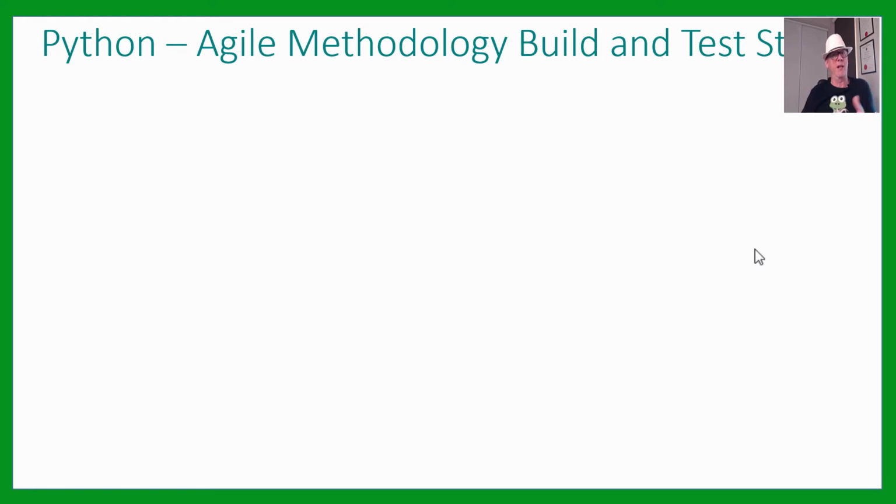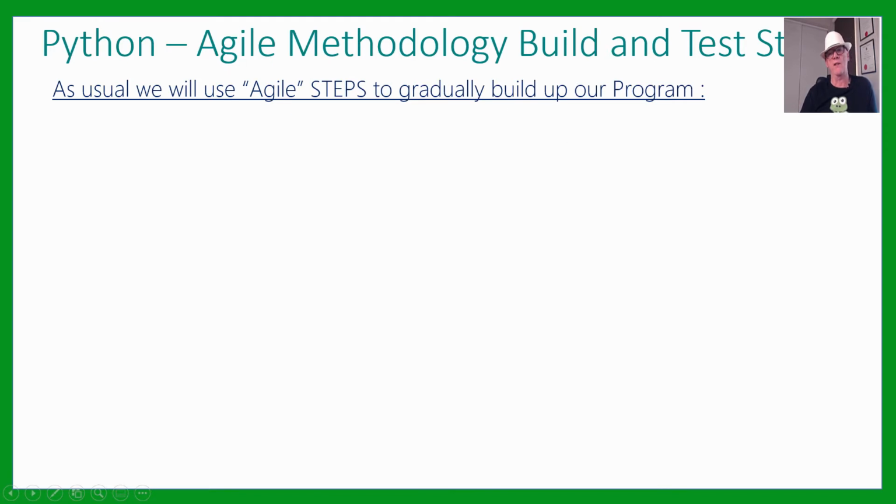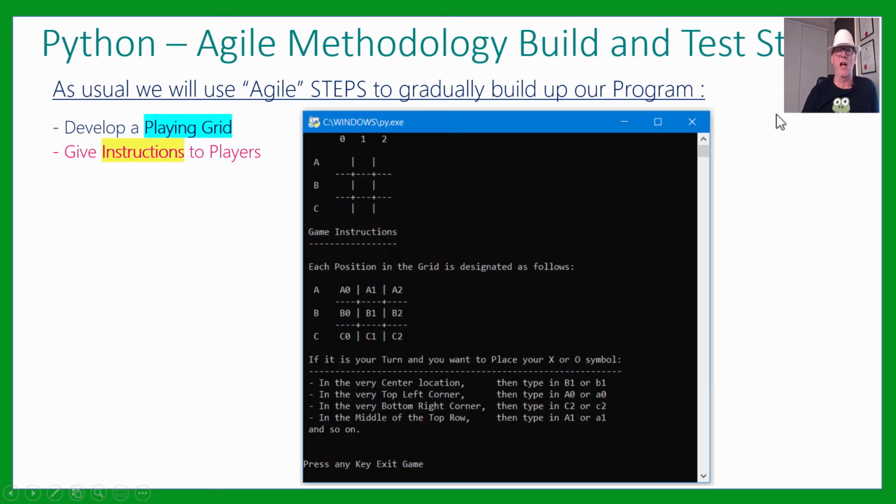Go on to the next bit. And then if it bombs out and it's not working, you probably know 99% that the problem is in the next bit. So this is how we always build the Agile steps. And if you've been doing our course, this should be all familiar to you. So step 1, we develop a playing grid. So we just get a playing grid showing. Step 2 is we give instructions to the players, all right?